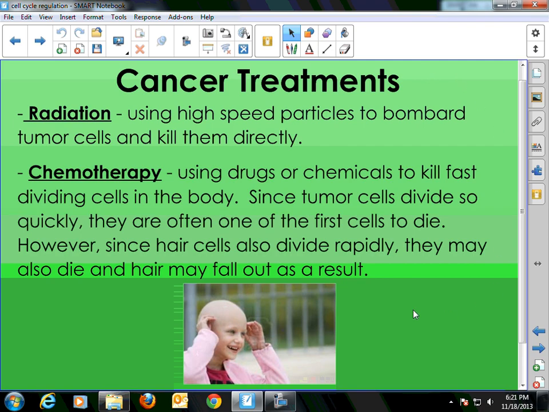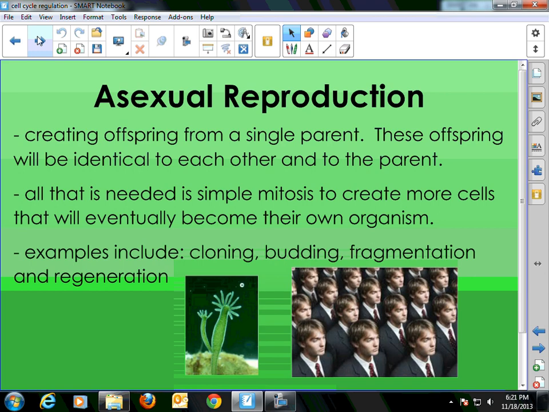We talked about some internal and some external factors, and we talked about cancer. I also want to spend a little time and talk about asexual reproduction. Now, this is the process of reproducing without needing a partner, and so these individuals or organisms would produce offspring all on their own. And how this relates to the cell cycle is all that we need is a simple division by mitosis to create more cells. Those cells will eventually break off and become their own organism.